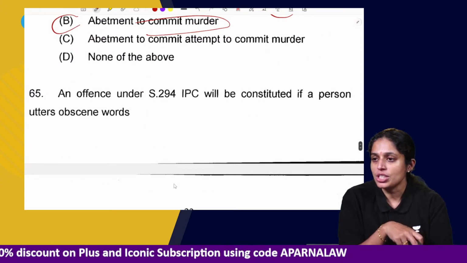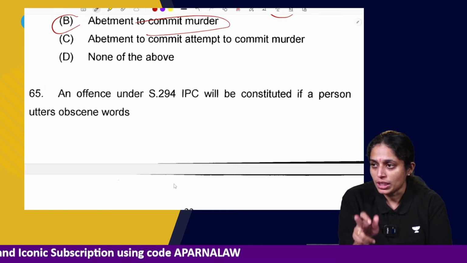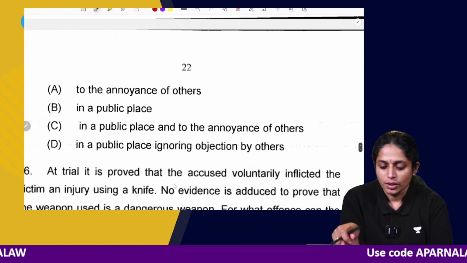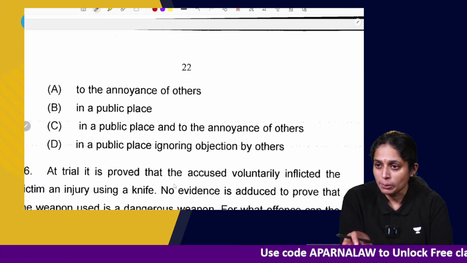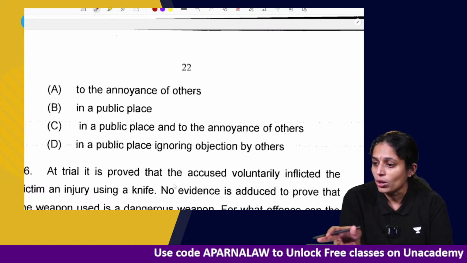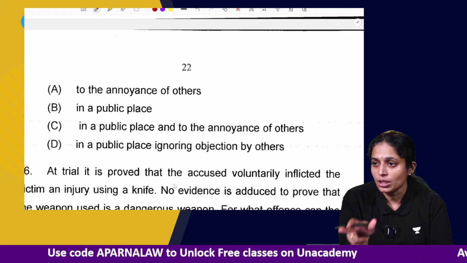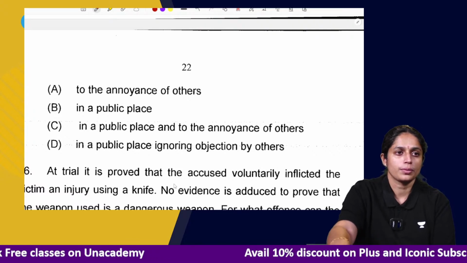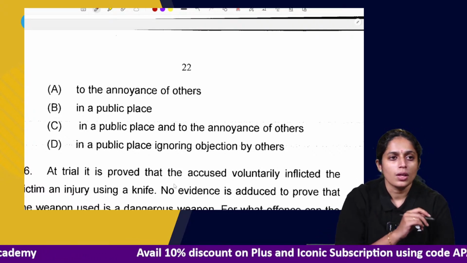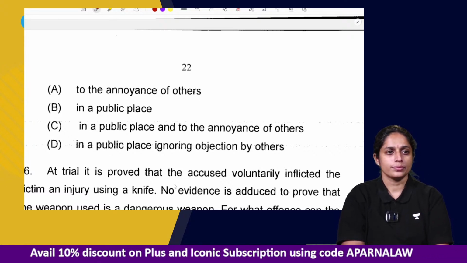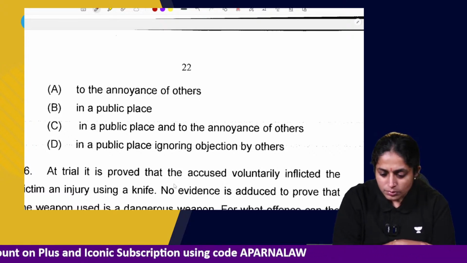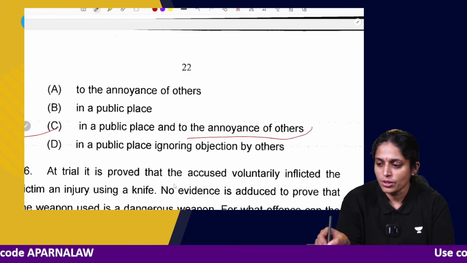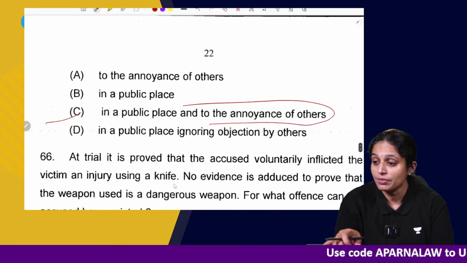65th question. An offence under section 294 IPC will be constituted if a person utters obscene words to the annoyance of others in a public place and to the annoyance of others. D. In a public place ignoring objection by others. What's the correct answer? It is C. In a public place to the annoyance of the others. 65C.